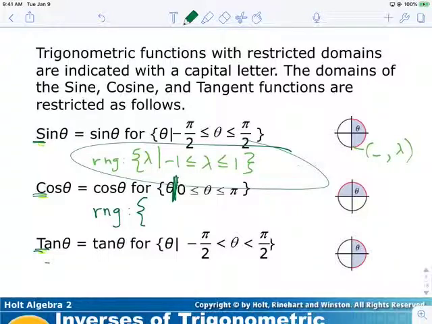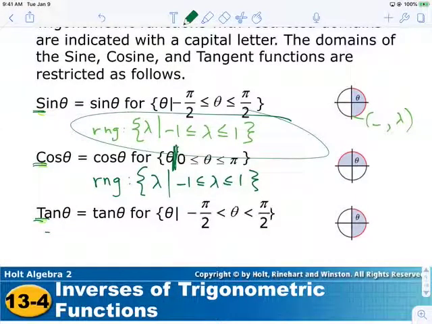Okay, running out of time. Cosine. Guess what? What's the range on cosine? Okay, what are all the x values for cosine? From -1 to 1. Guess what? It has the same thing. And that's a good question. Do they all? The answer is no.